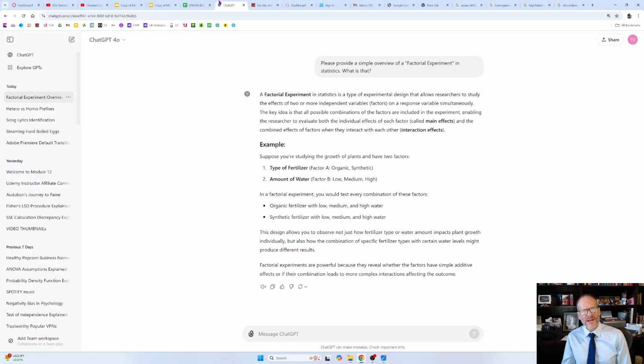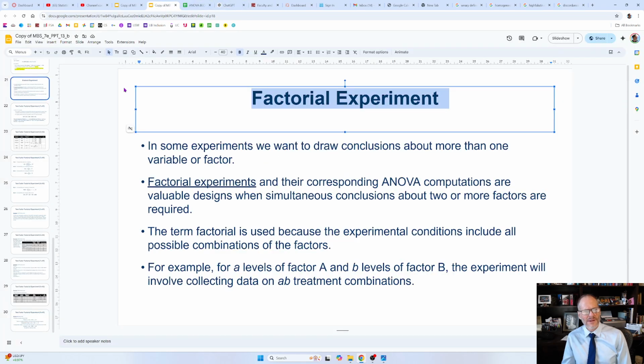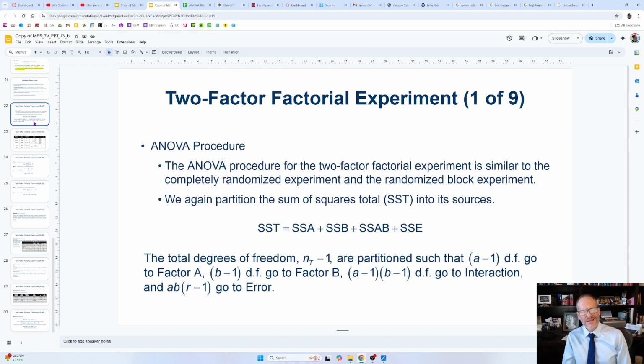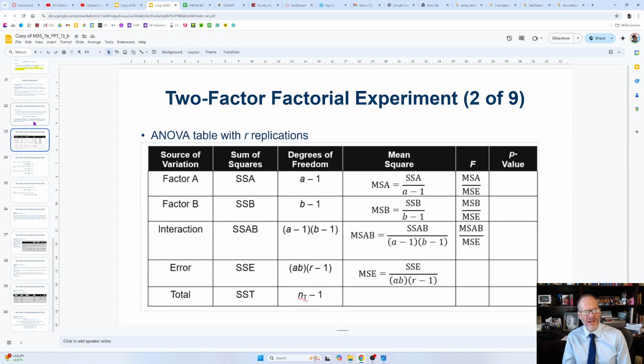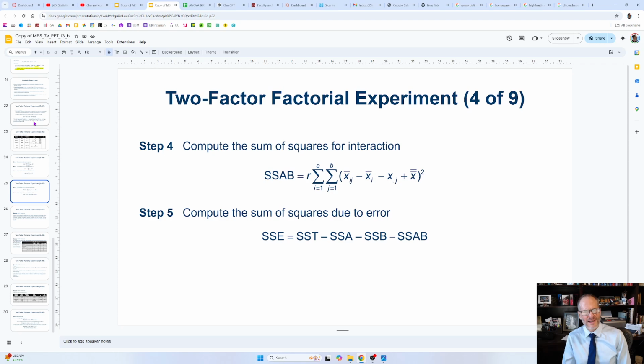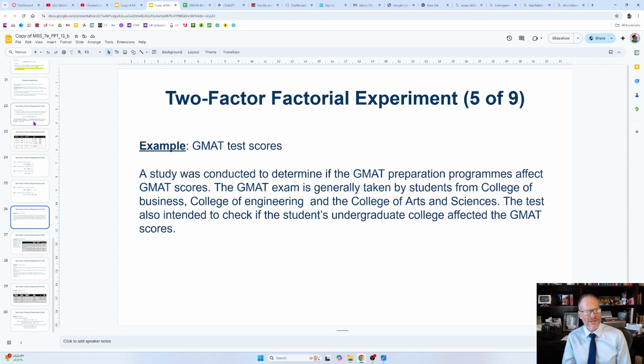But anyhow, that's what a factorial experiment is. I think that was a good enough explanation. You can pause the video and read it here. It's just more ANOVA stuff, but now you've got more stuff, different formulas, a different ANOVA table, and more formulas. You've got triple sigmas. And then here's an example problem.